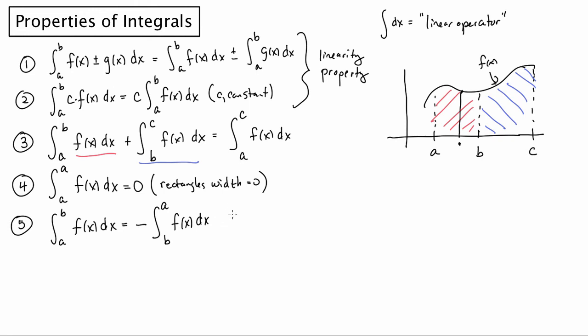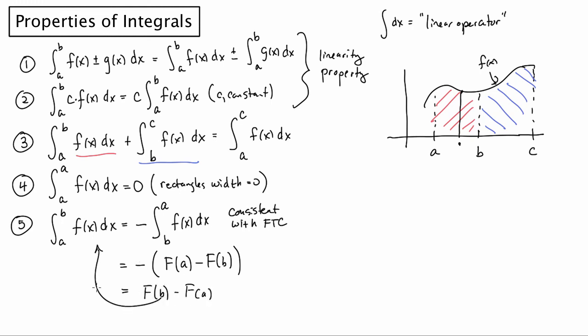Notice that this is consistent with the fundamental theorem of calculus, because if I evaluate this, it would be the negative of, if I take the antiderivative and call it F of x, F at a minus F at b, and that's the negative of F of b minus F of a, which is exactly what we would get on that side. So it is consistent with the fundamental theorem of calculus to make this a negative and reverse it.